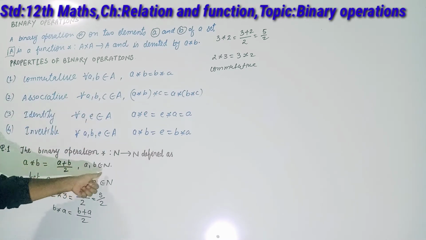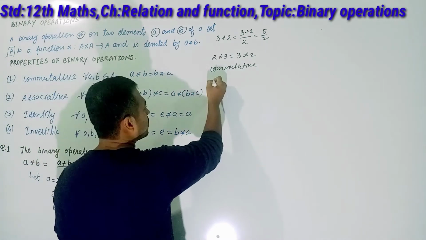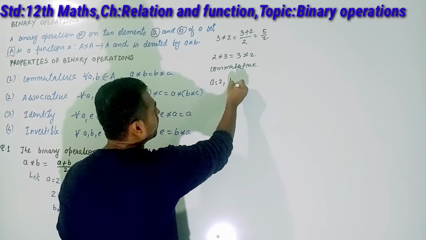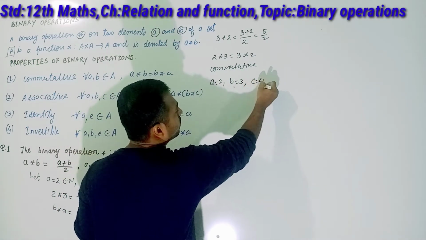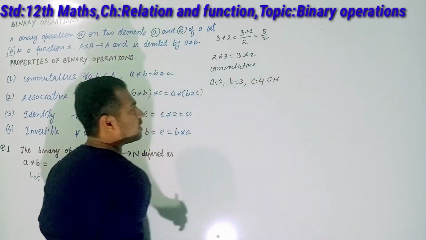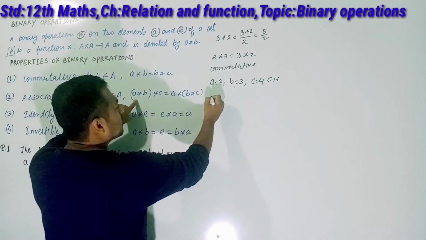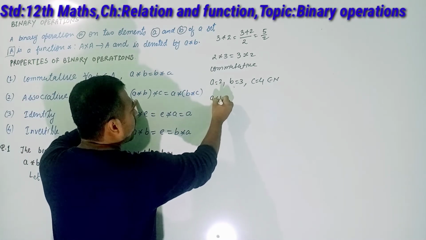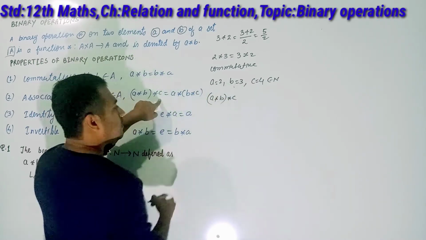So again, according to this, a, b belongs to N. Suppose a is equal to 2, b is equal to 3, and the third element c is equal to 4. All these belong to natural numbers, right students? We know the associative property is (a star b) star c.